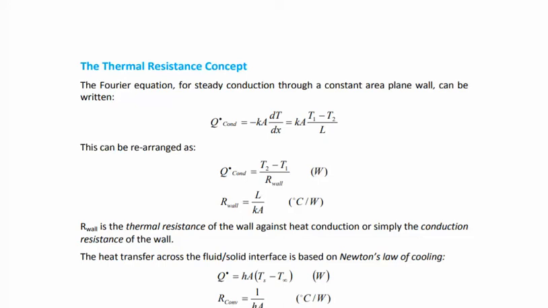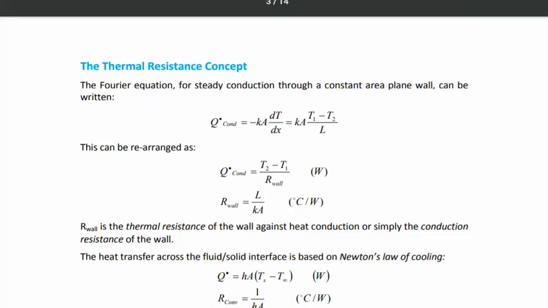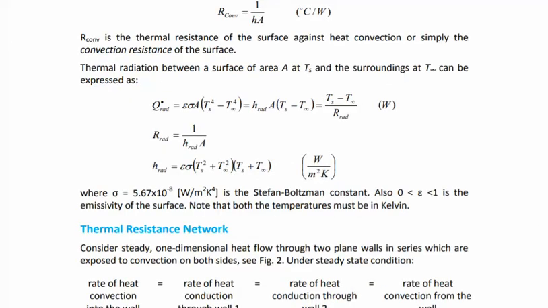where we will experience the resistance in the convection, that is 1 by hA, where h is the heat transfer coefficient. The convection resistance is the thermal resistance of the surface against heat convection, or simply the convection resistance of the surface.